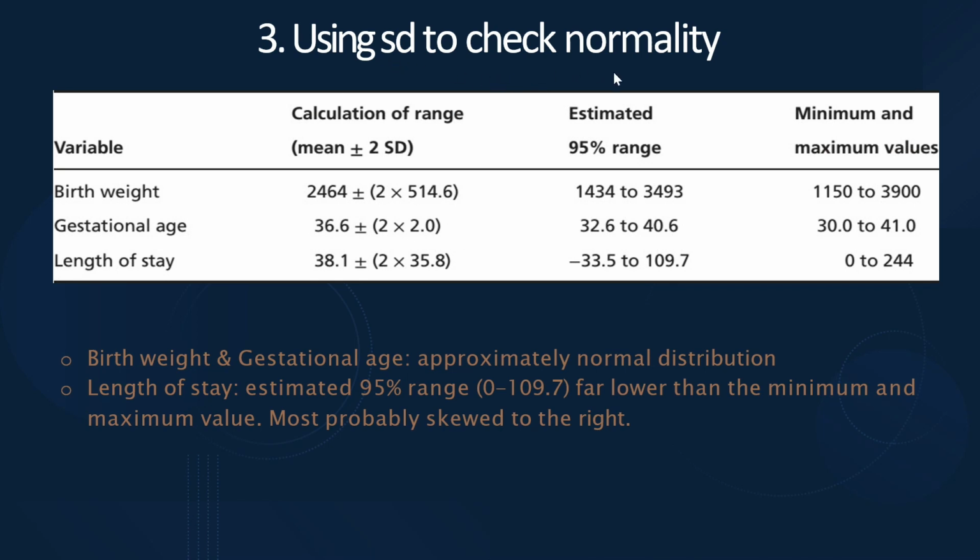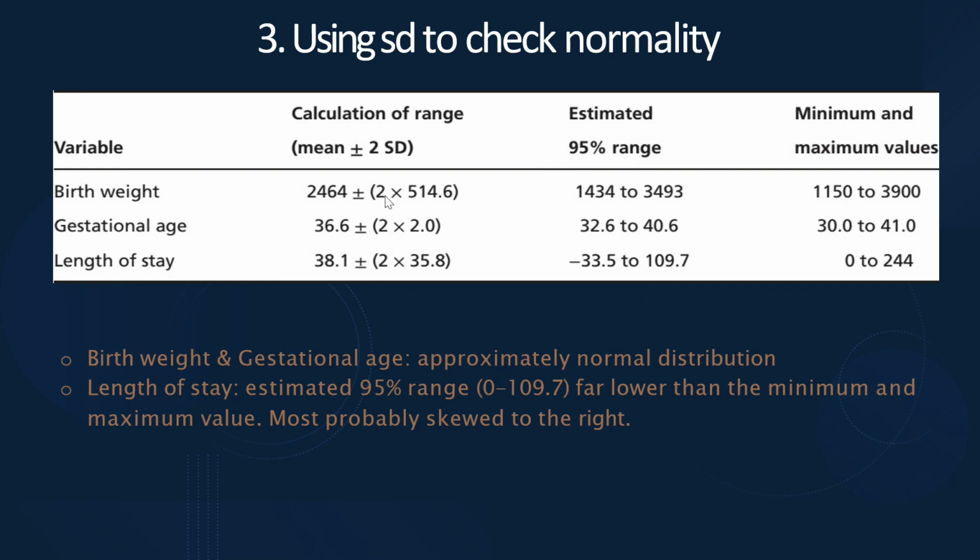It's using SD to check the normality. So we have the variables here: birth weight, gestational age, length of stay. We need to calculate the 2 SD from the SD we have here, 2464. Then 2 times the SD, and then the estimated, and then we will get the 95% CI here.